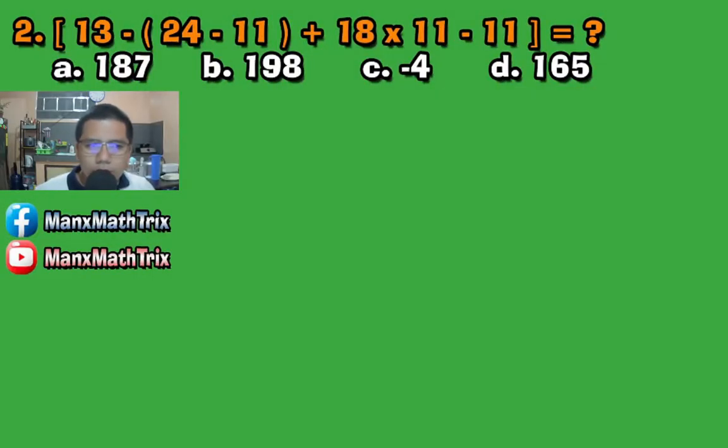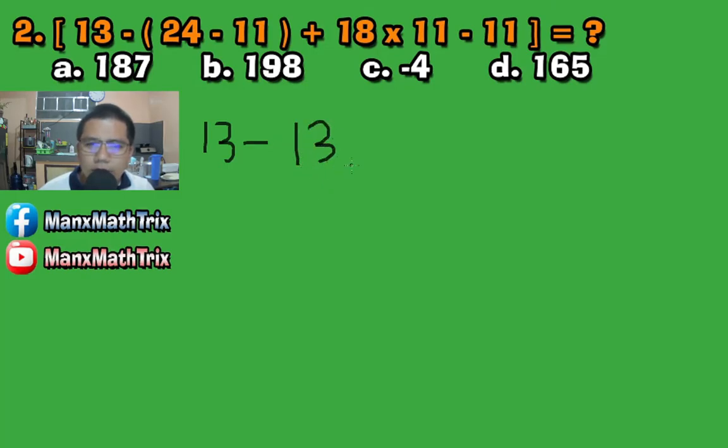Problem number 2. Evaluate this problem. 13 minus, open parenthesis, 24 minus 11, close parenthesis, plus 18 times 11 minus 11. So to do this, we need to follow the PEMDAS rule. So let's do 24 minus 11 first. So that is 13 minus, 24 minus 11 is just equal to 13.